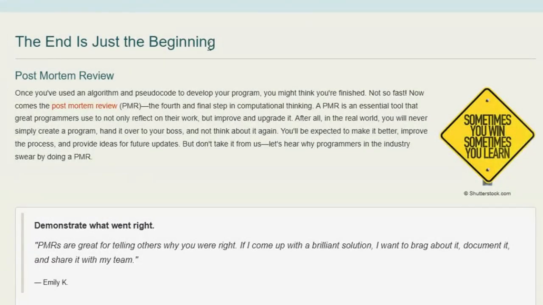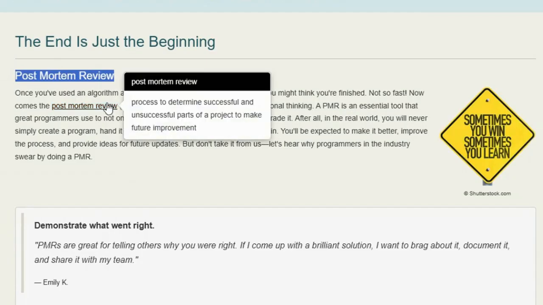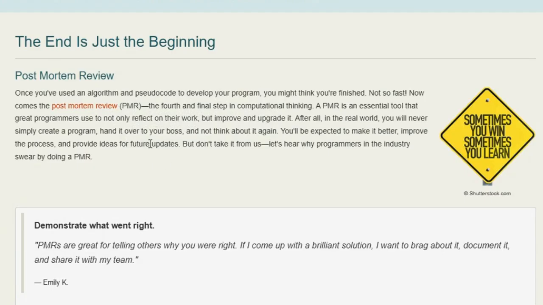The end is just the beginning, the post-mortem review. We did this all last year in programming. Once you've used an algorithm and pseudocode to develop your program, you might think you're finished. Not so fast. Now comes the post-mortem review. That's a process to determine what was successful and what was not successful in a project to help you improve it next time. It's the fourth and final step in computational thinking.